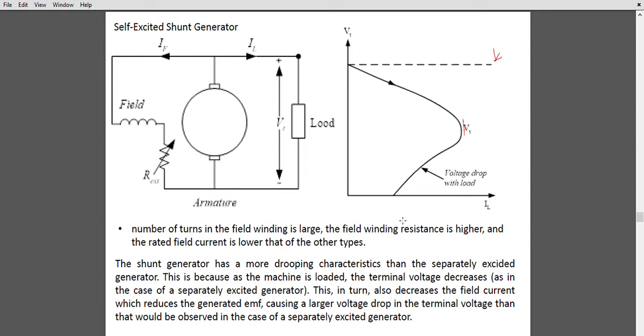The shunt generator has a more drooping characteristic than the separately excited generator. This is because when the machine is loaded, the terminal voltage decreases. This in turn also decreases the field current, which reduces the generated EMF, causing a larger voltage drop across the terminal voltage than that observed in the case of separately excited generators.